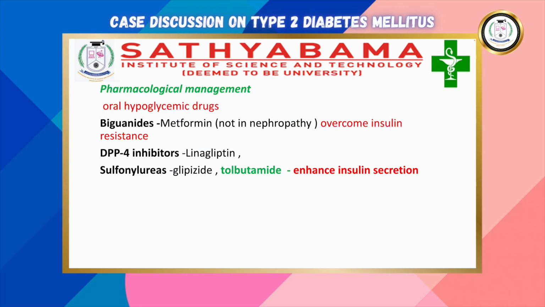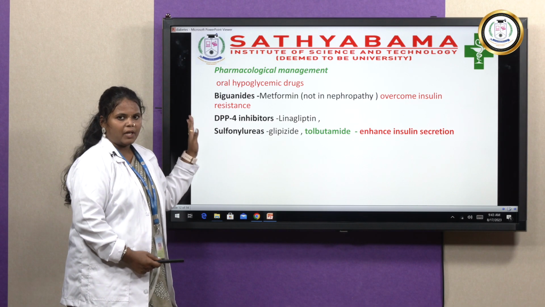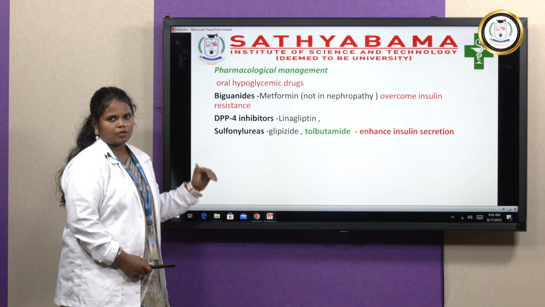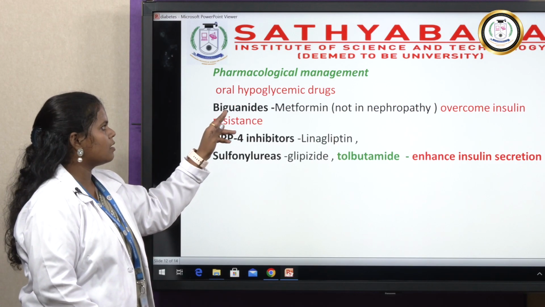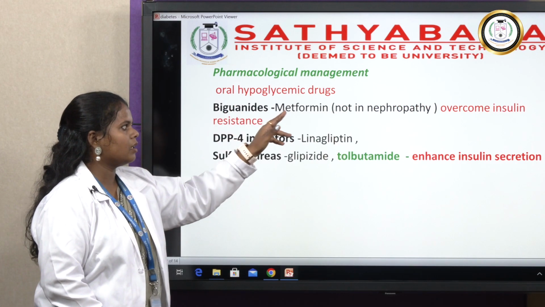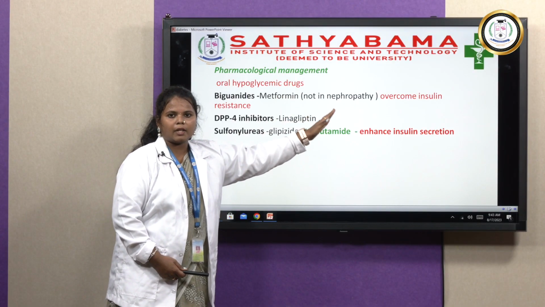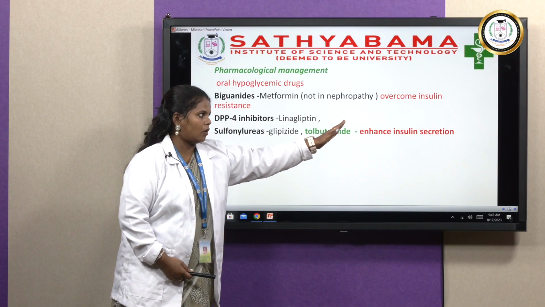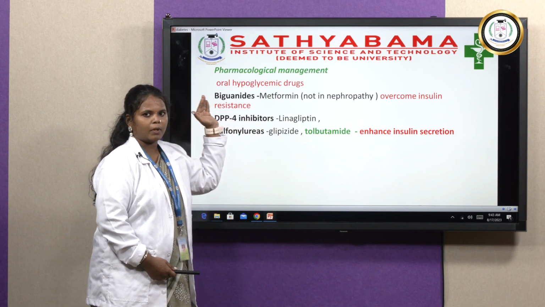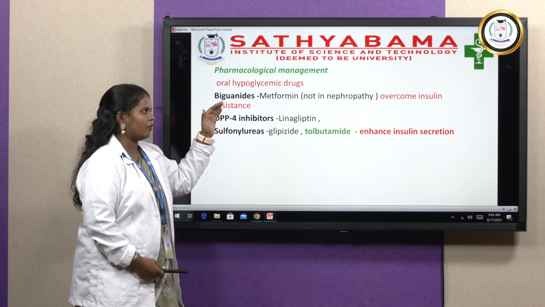And coming to the pharmacological management, this is a major part where the clinical pharmacist plays a major role. Here the patient was given 3 classifications of medicines. The first one is biguanides, in which the patient was given metformin. If the patient has nephropathic problems like chronic kidney disorders, metformin is not given. Here in this patient you can give metformin.